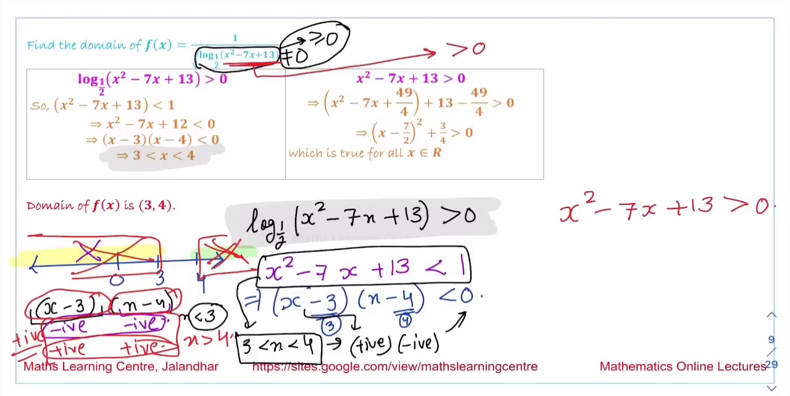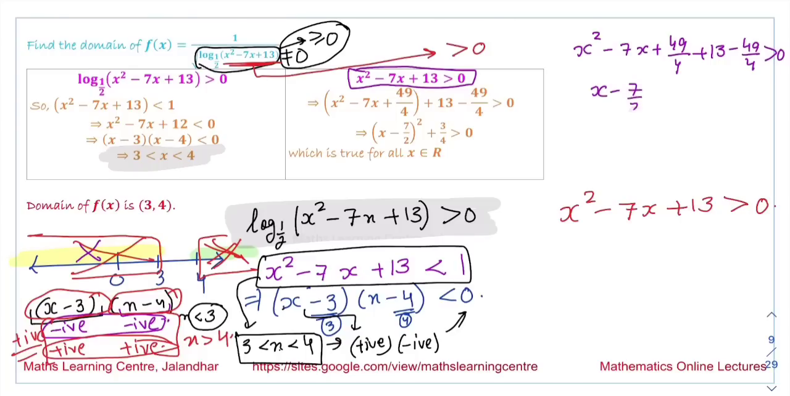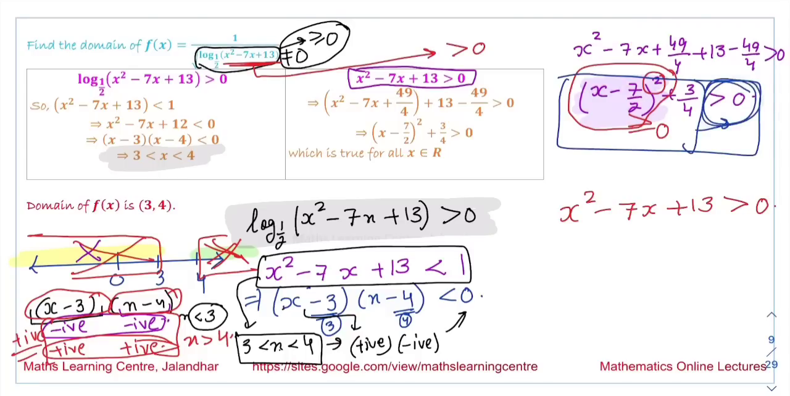Second, we are talking about the function x² − 7x + 13. By completing the square, we write it as x² − 7x + 49/4 + 13 − 49/4, which should be greater than 0. So (x − 7/2)² + 3/4 is greater than 0. This term has a square, so it is always greater than or equal to 0. It means this whole value is always greater than 0. If we substitute any real value of x, the answer is always positive. So this is true for all x belonging to R.